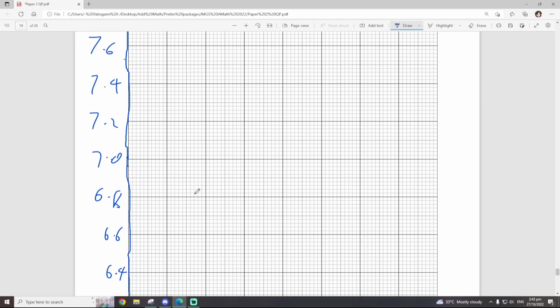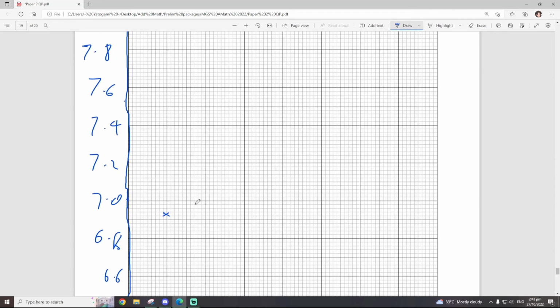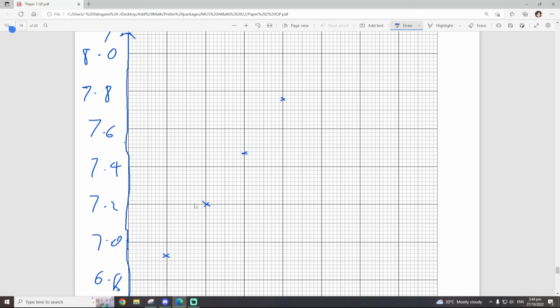Okay, so at 2 we have 6.93, so this is 6.9, so 6.92, so 6.93 is here. You can always map to half the smallest division. 7.20 is here. 7.47 is here. 7.76 is here. A bit off. Okay, and then 8.04 should be here. Okay, so now you have a line.